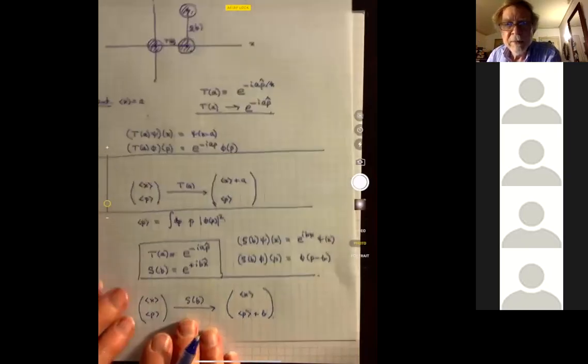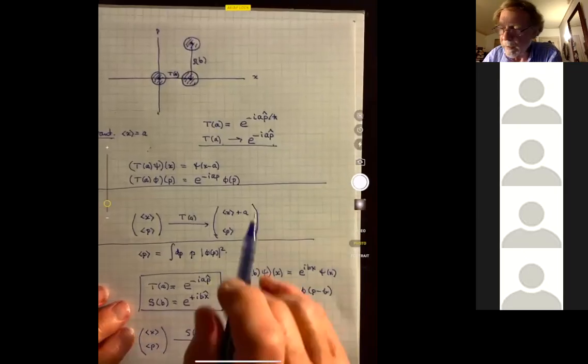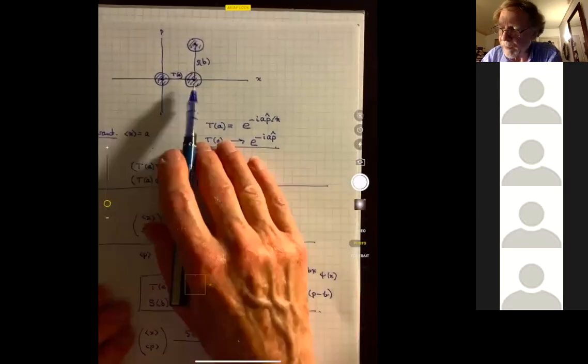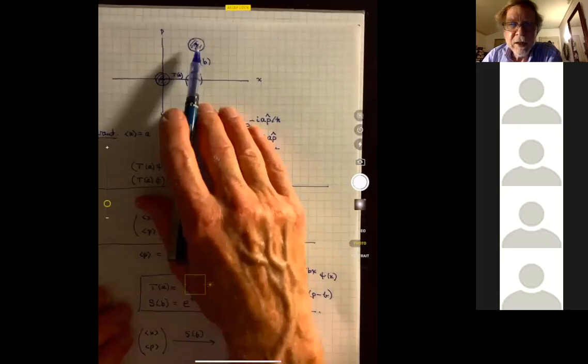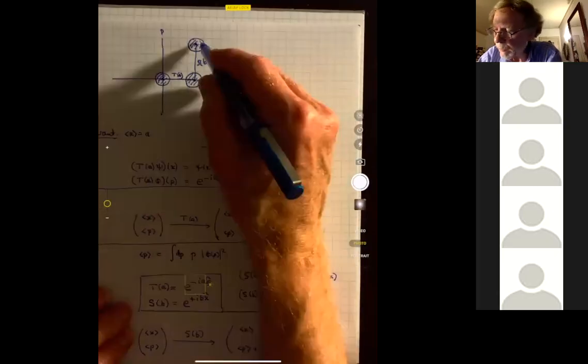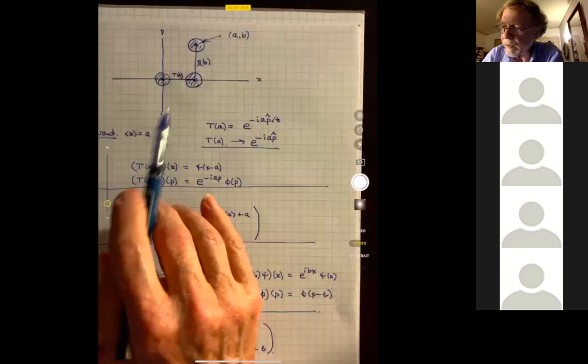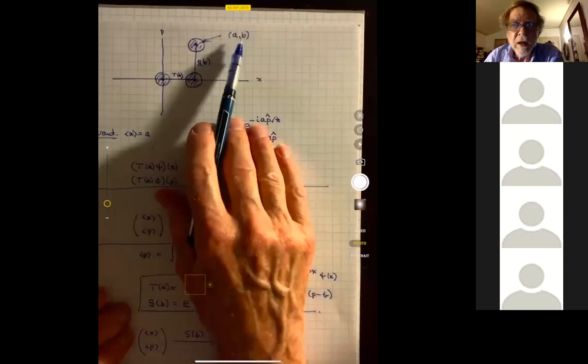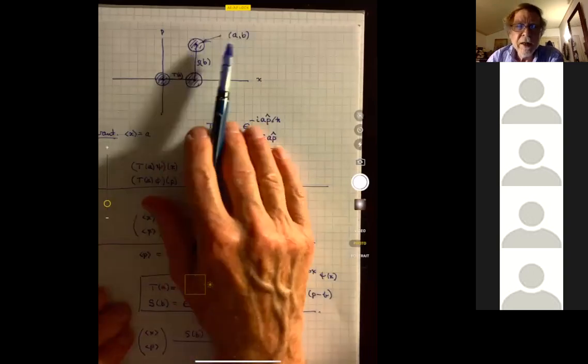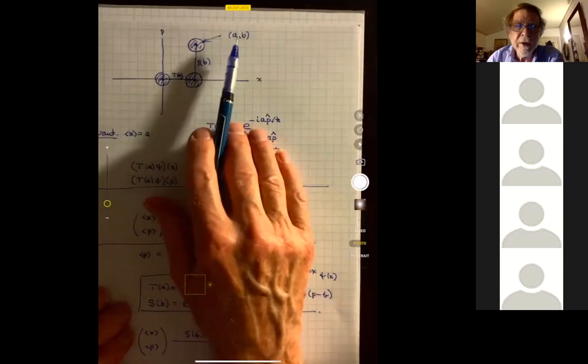So that means that I can make my coherent state acquire a non-zero expectation value of momentum by applying an S of B like this. And in this manner, we can reach a point of phase space here with coordinates A and B, and we can create coherent states that are centered on any expectation values A and B that we want.